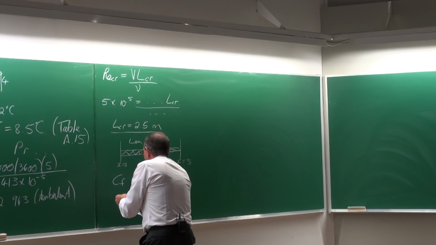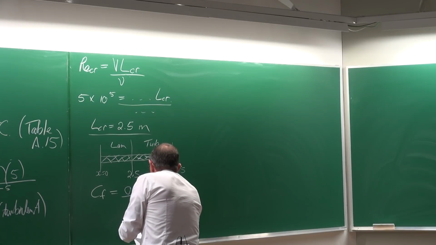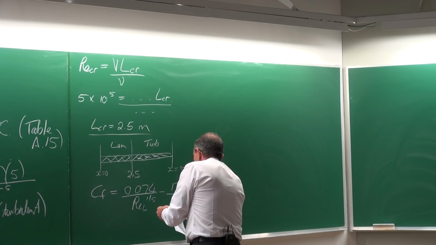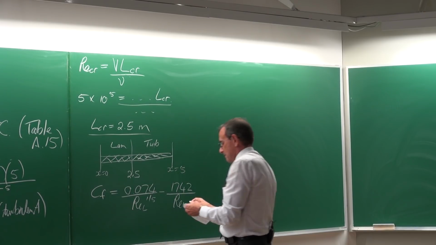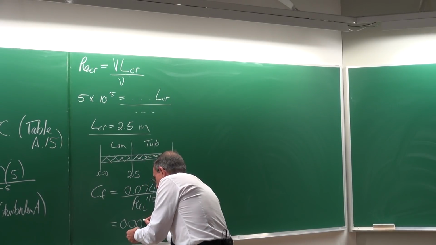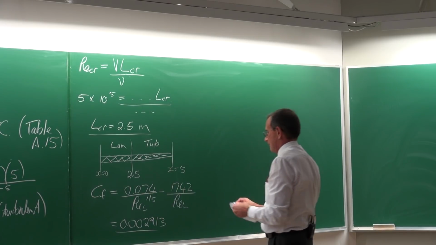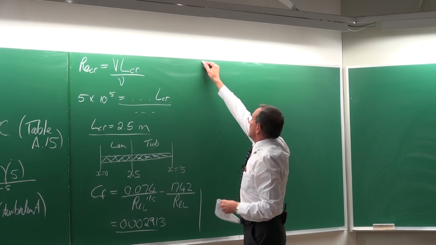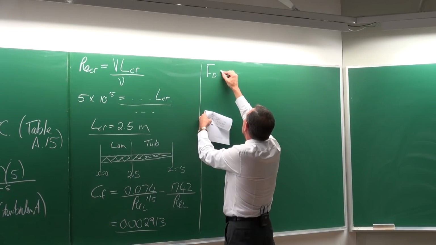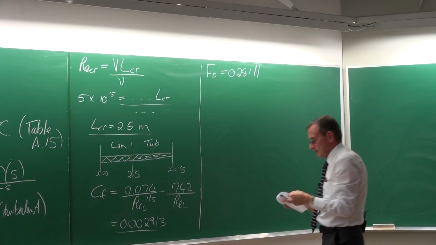That is what that equation is there for. So you're going to use C_f is equal to 0.074 divided by the Reynolds length to the power one-fifth, minus 1742 divided by Reynolds L. You can go and calculate it as 0.002913. And from that you can determine the drag force. It's very small, 0.21281 newtons, it's almost nothing.